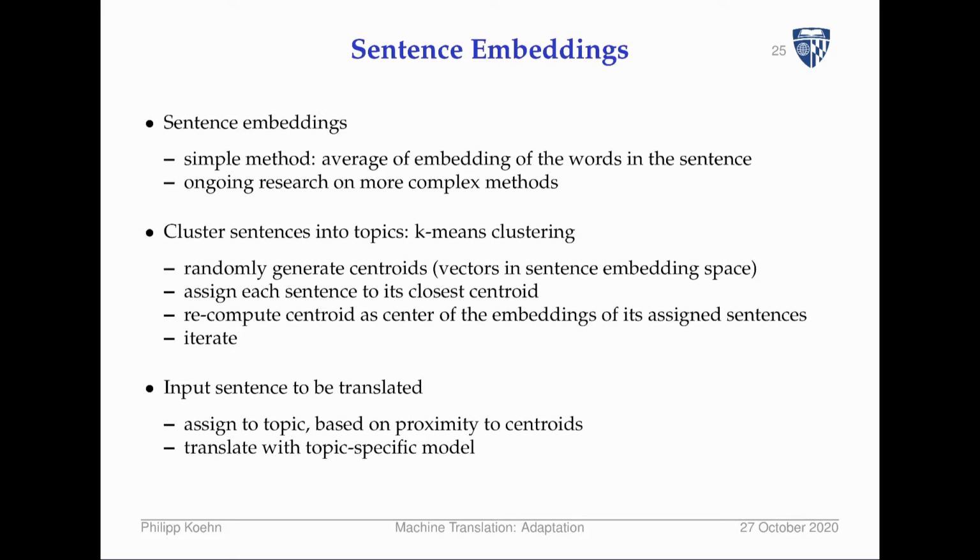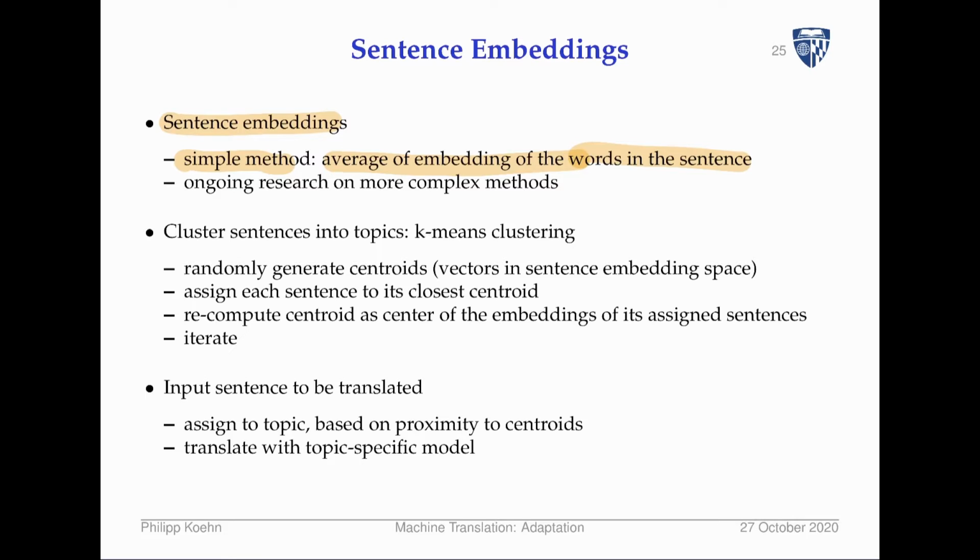So we can also drive down the notion of topic all the way down to the sentence level and think about sentence embeddings. The idea is that we have to represent sentences somehow with a unique vector. The simplest method is to compute an average of the embeddings of the words in the sentence, but there's also ongoing research on more complex methods we will encounter in some of the future lectures as well. But then the idea is we can cluster the sentences into topics.